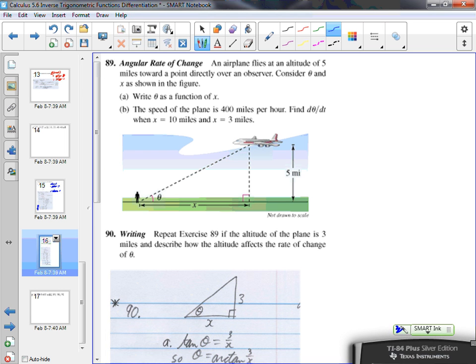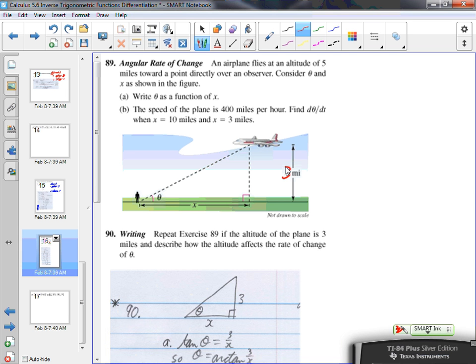Number 90 says, repeat exercise 89 if the altitude of the plane is 3 miles, so change that 5 to a 3, and describe how the altitude affects the rate of change of theta. And we may have to know the answer to 89 and to 90 to be able to do that. Let's see what we can figure out.